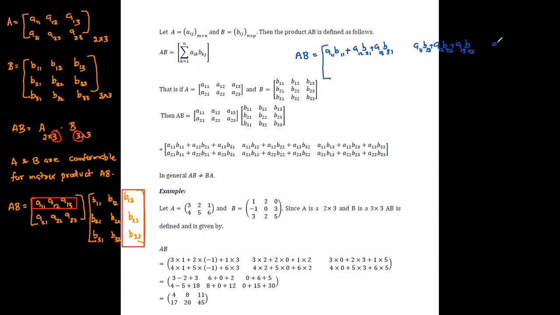Once you perform this calculation using the same concept, first element with first element, here this would be A11 with B13, then A12 with B23, plus A13 with B33. Now we have finished the first row and all the three columns.